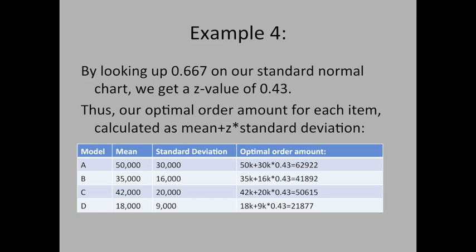So if we calculate our optimal order amount, we see that for model A, 50,000 plus 30,000 times 0.43 comes to about 62,920. For model B, 35,000 plus 16,000 times 0.43 equals about 41,890. We calculate the optimal order amount for all four of our computer models.